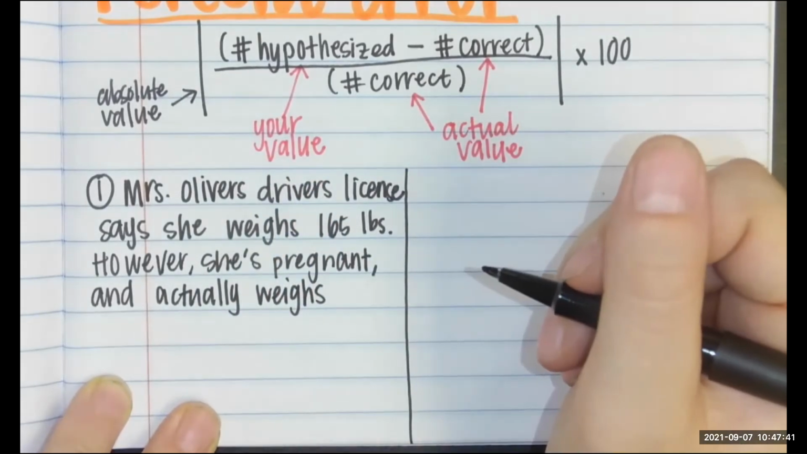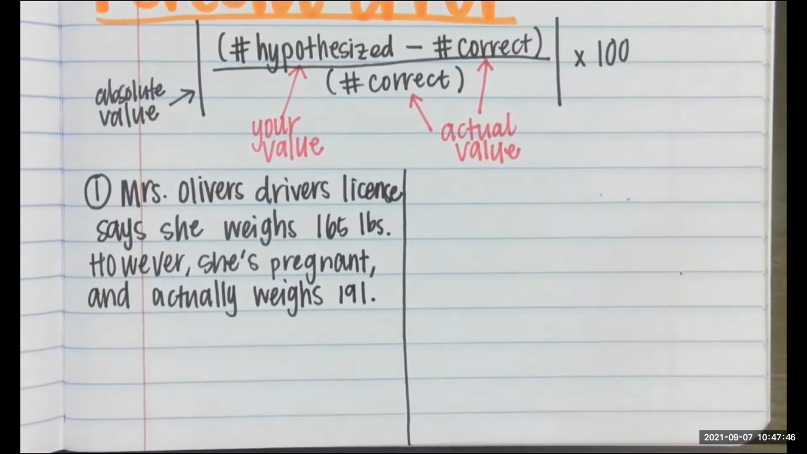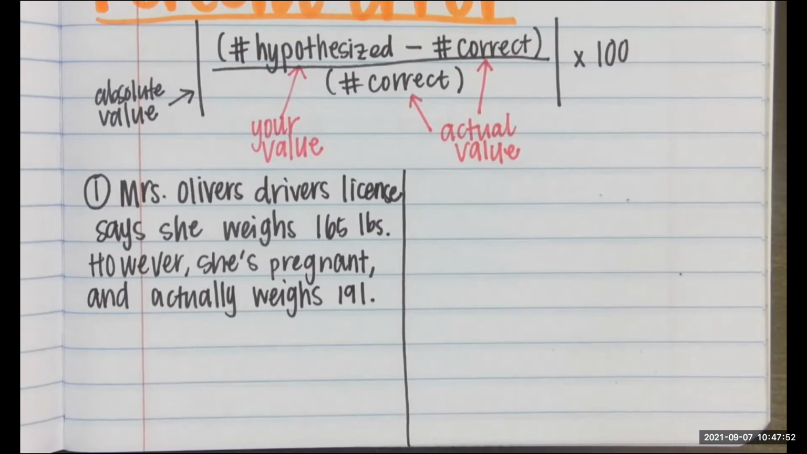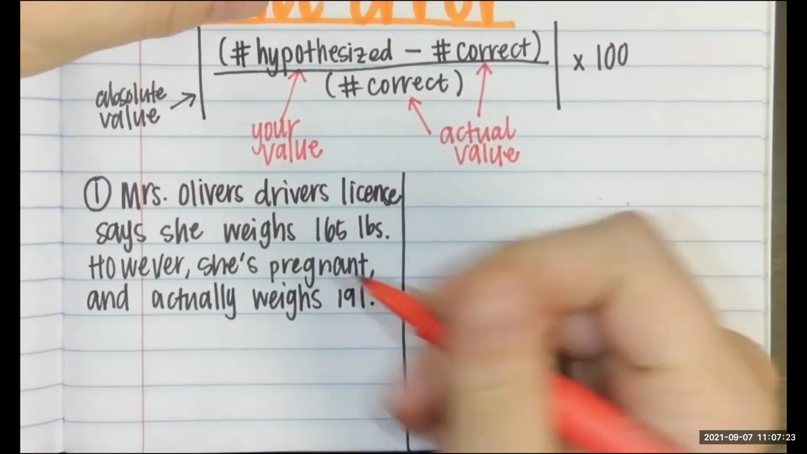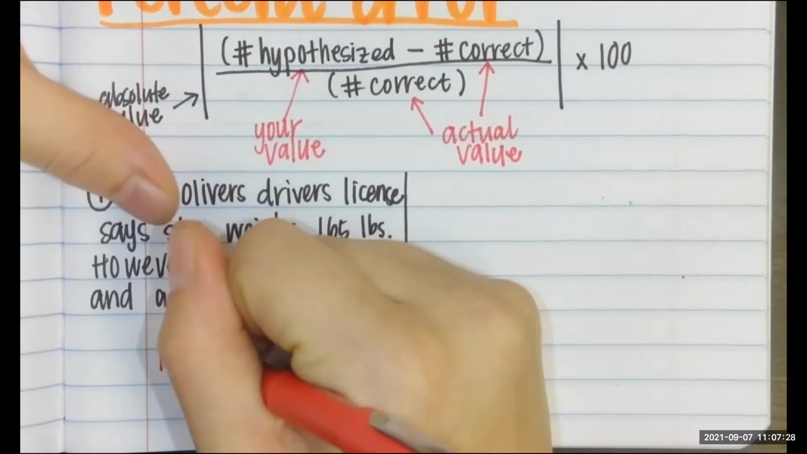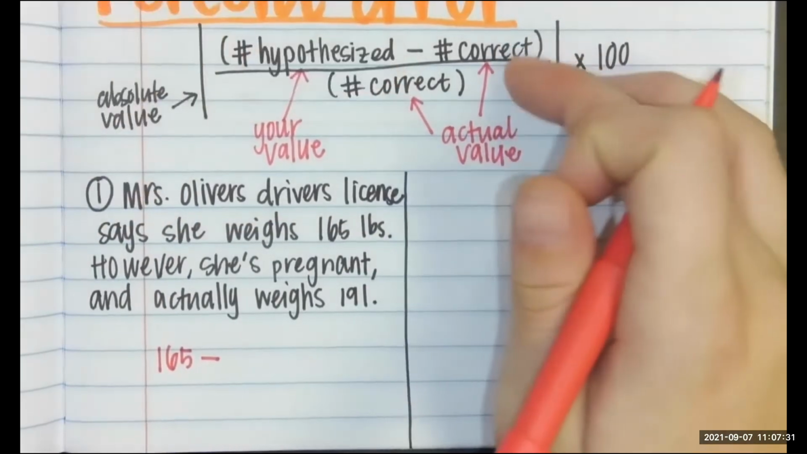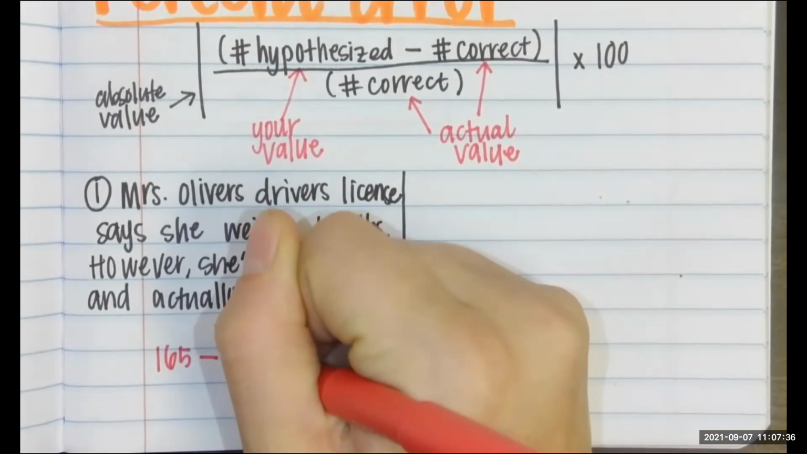I weighed myself this morning so I could do the math with you today. I actually weigh 191 pounds. Woohoo! So doing great on my weight gain. So what we're going to do is, okay, the 165 is going to go here. And the correct value, the actual value that I weigh, is 191.